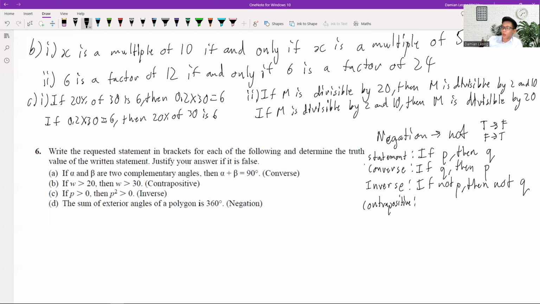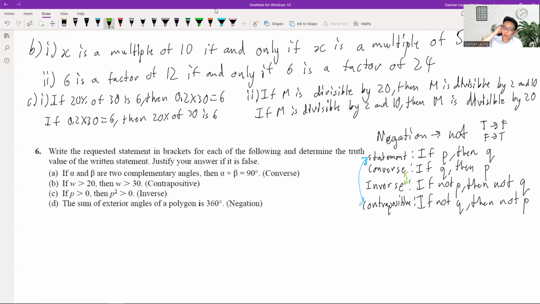Contrapositive will be a combination of both converse and inverse. It means we switch the antecedent and consequent of the statement and also negate them both. Means if not Q, then not P. Now, the statement and contrapositive will have the same truth value, while converse and inverse will have the same truth value.